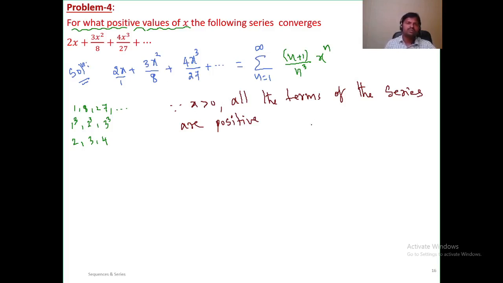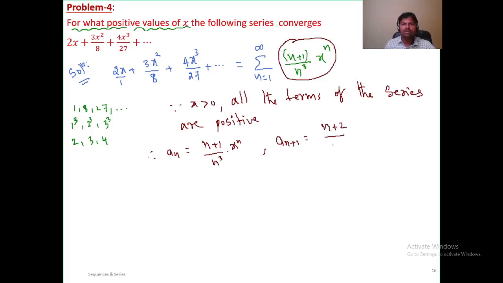So all the terms of the series are positive, then we can apply the ratio test. Therefore, what I can write: an will be n plus 1 upon n cube into x power n. Look at this entire thing, it is my nth term of the series. Therefore, let us take this entire thing as an. Then what will be the next term? An plus 1, the n plus 1th term. Wherever n, there you write n plus 1. So n plus 2 by n plus 1 whole cube. Instead of n, we are writing n plus 1, that's it, nothing else. And x power n plus 1.